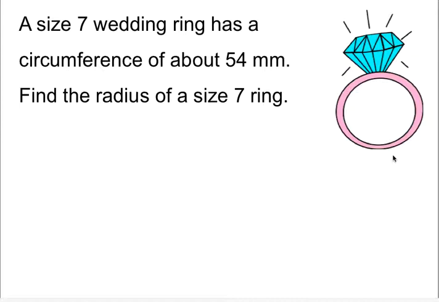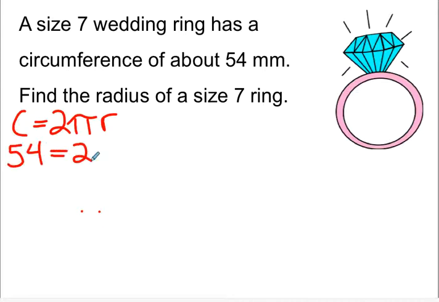So the formula that we need to use is one that involves circumference and radius, and that formula is circumference equals 2 pi r. All right, and there's my r. I don't know what the r is, that's what I would be solving for, but I do know what the circumference is, which is the only other variable. Pi is not a variable, it's just a number. So I'm going to plug in 54 for the circumference, because that's what it tells me the circumference is. And then I'm going to solve for r.